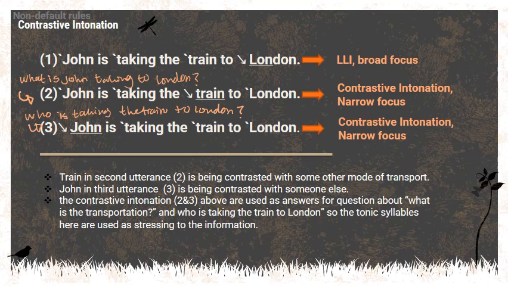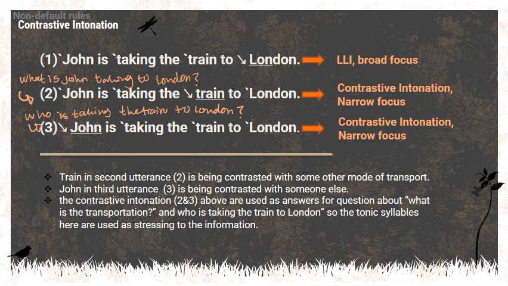And then in the third example, John is taking the train to London. Here, John is being contrasted with any other person. This utterance can be an answer for this question: Who is taking the train to London? So John is emphasized for he is the new information in this utterance.